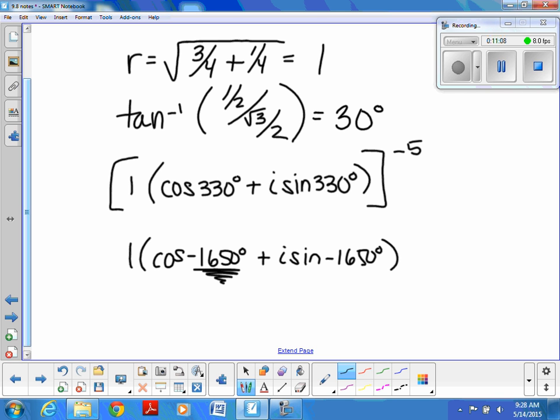Let's just do it really quick. -1,650, add 360, add 360, add 360, add 360. It's a -210. Add 360, or it's a positive 150. So now you're down to 1 cosine of 150 plus i sine of 150.